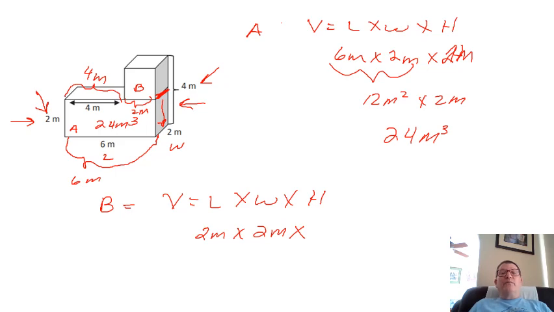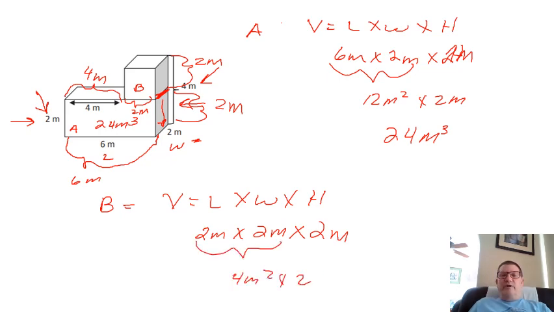So if from here to here is 2 meters, that means the top one also has to be 2 meters for a total of 4. So now we have all 3 dimensions. And we go 2 times 2, which is 4 meters squared, times 2 meters, and we end up with 8 meters cubed. So for the total volume, we have 24 meters cubed plus 8 meters cubed, and we end up with 32 meters cubed total volume.